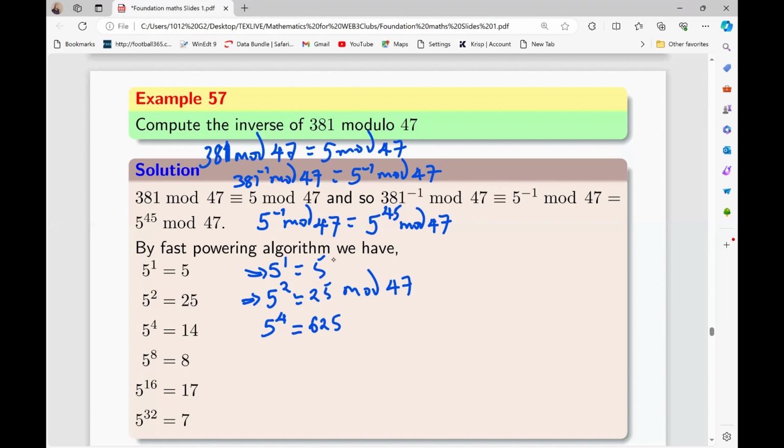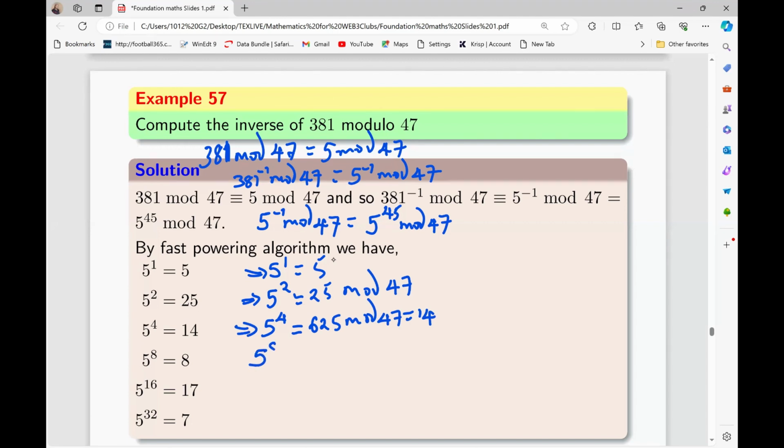625. What is that? Mod 47. 625 divided by 47, 13 times. The remainder is 14. Square this line to get the next line.